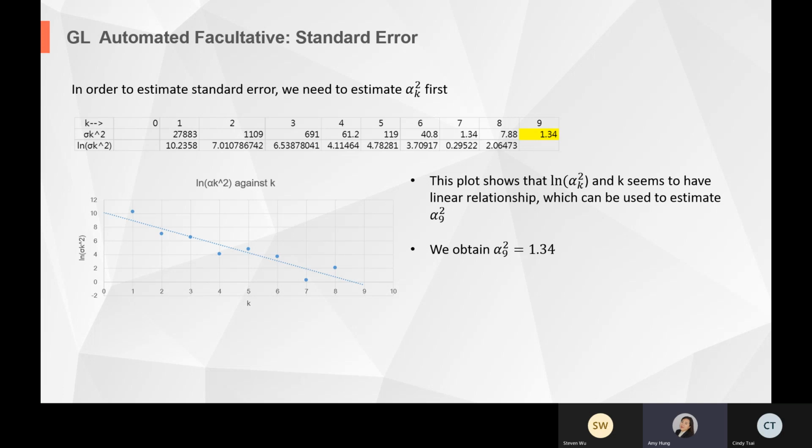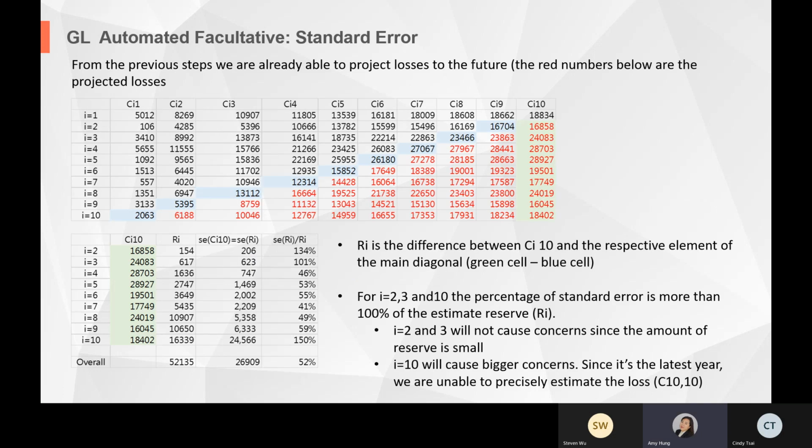In order to estimate the standard error, we need to estimate alpha k squared first. This plot shows that log alpha k squared and k seem to have a linear relationship, which can be used to estimate alpha 9 squared. We then obtain alpha 9 squared as 1.34. From the previous steps, we are already able to project losses to the future, and now we can also calculate Ri by calculating the difference between Ci10 and the respective element of the main diagonal.